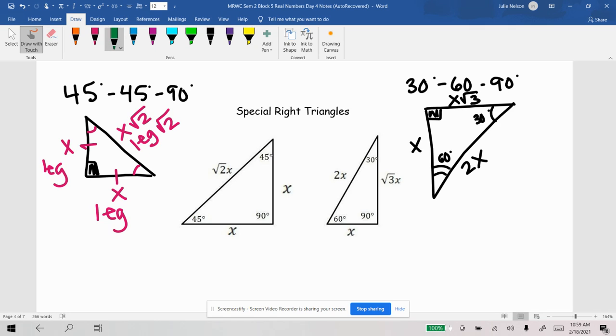So if you prefer, you can call the shortest side, the X, the shortest leg, I guess you should say. You can say that 2X is 2 times the shortest leg. And X square root of 3 would be the shortest leg times the square root of 3.